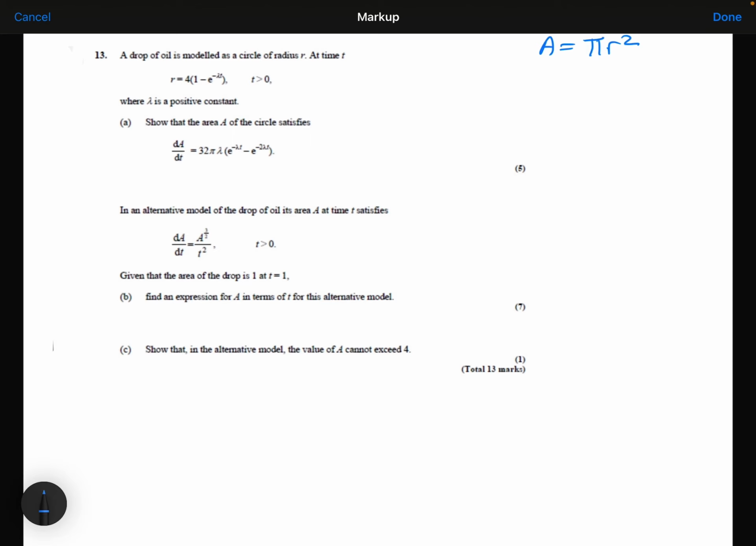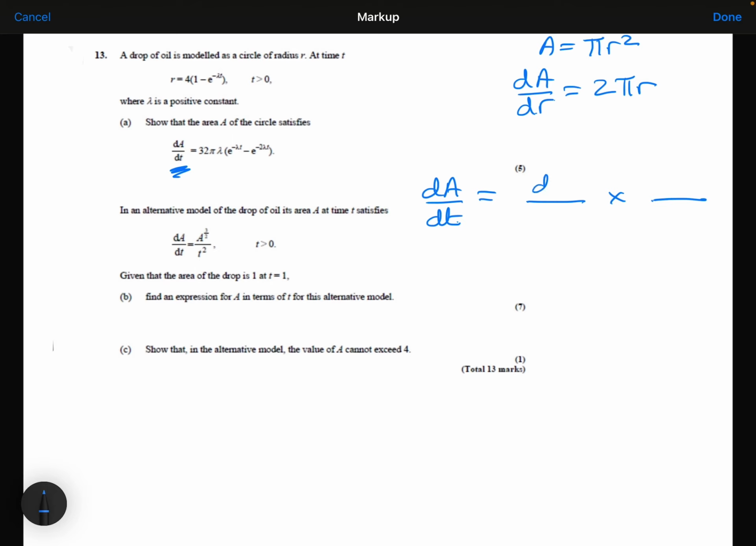So I could, if I wanted to, differentiate this with respect to the radius. So I could say that that's 2 pi r. So I know how the area is changing with respect to the radius, but I want how the area is changing with respect to time. But that's fine, because I can do this by connecting the rates of change.